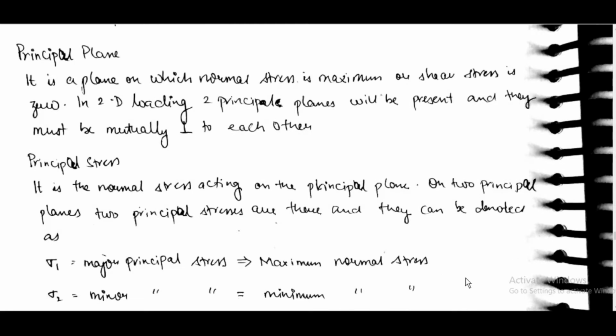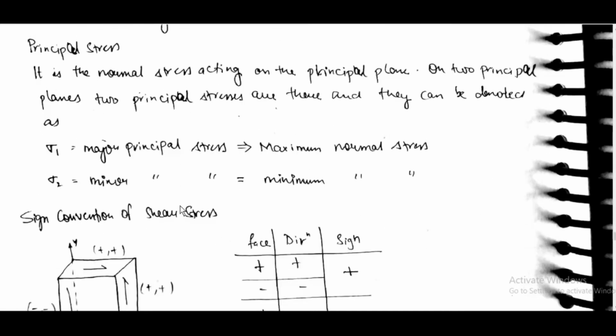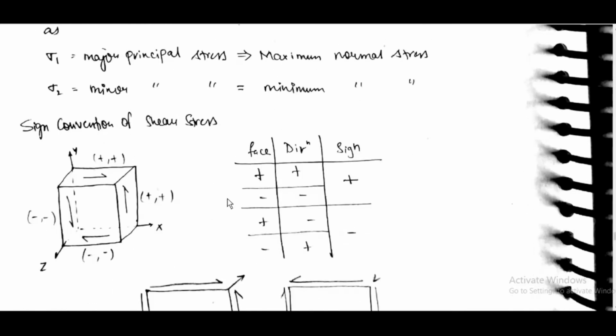Principal plane. It is the plane on which normal stress is maximum or shear stress is 0. In a 2D diagram, two principal planes will be present, and they must be mutually perpendicular to each other. Principal stress. It is the normal stress acting on a principal plane. On the two principal planes, two principal stresses are there, denoted as sigma 1, the major principal stress or maximum normal stress, and sigma 2, the minor principal stress or minimum normal stress.